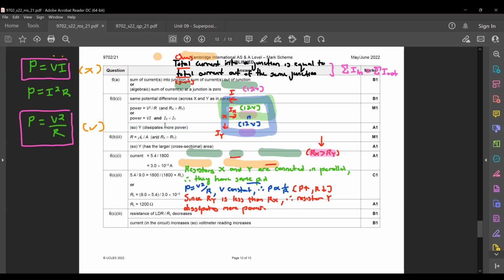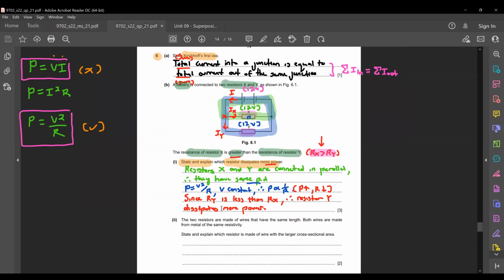Okay, they didn't really explain the full story. They only explain bits and pieces of it. So the answer that I wrote here is actually the full story. Okay, so that's for this particular question. Then we move on to the next part.